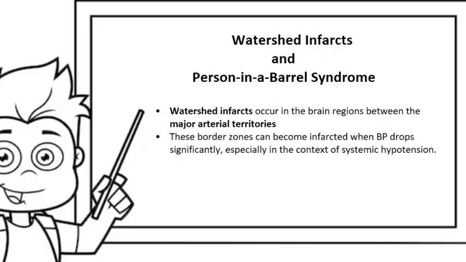Watershed infarcts occur in brain regions between major arterial territories, and just like we said earlier in the very first question, they occur where blood supply is weakest and are highly susceptible to ischemia. These border zones can become infarcted when blood pressure drops significantly, especially in the context of systemic hypotension.